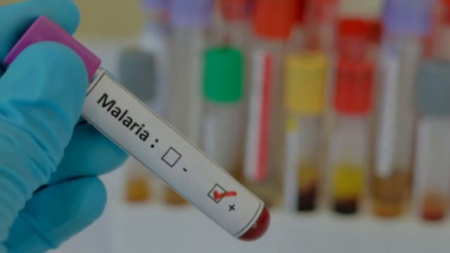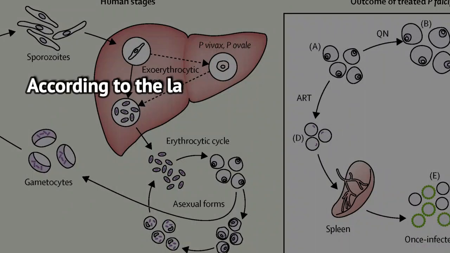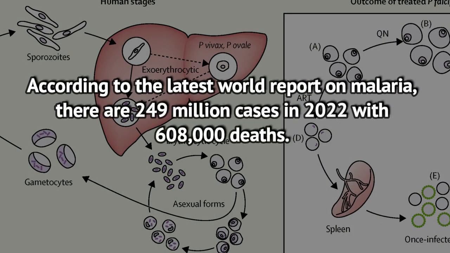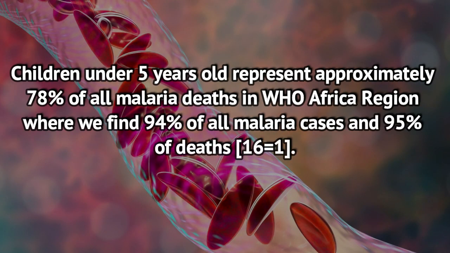Nadie. Background: Malaria is a major public health problem in our countries where its distribution is similar to sickle cell disease. According to the latest World Report on Malaria, there are 249 million cases in 2022 with 608,000 deaths. Children under 5 years old represent approximately 78% of all malaria deaths in the WHO Africa region, where we find 94% of all malaria cases and 95% of deaths.